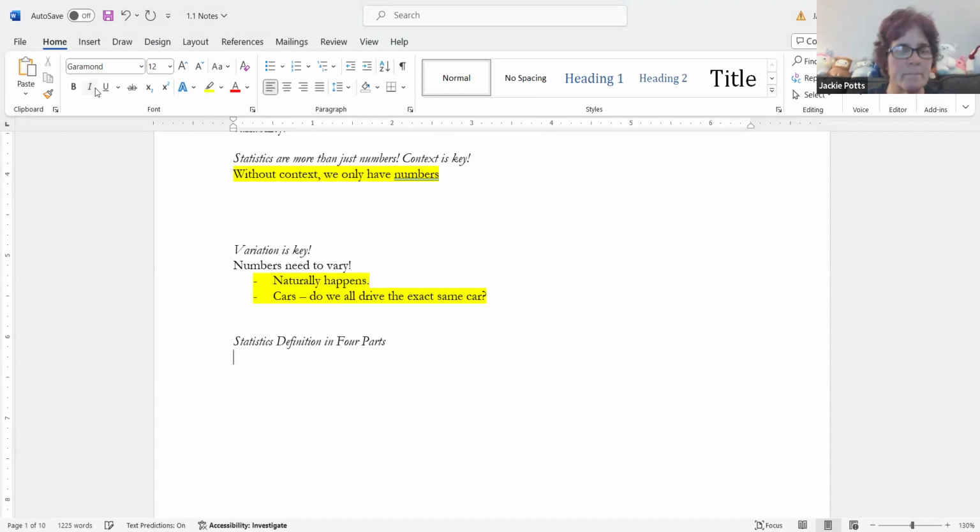All right. So statistics has 4 parts. The definition. And if you look up towards the top, it kind of tells you what it is. Because the first one says collection. We got to collect the data.